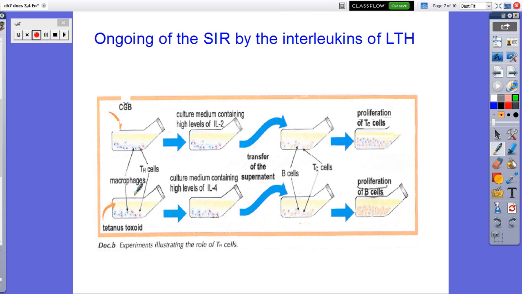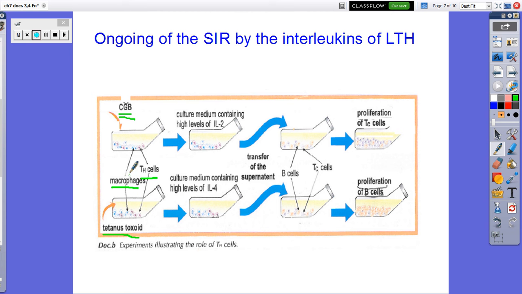In this experiment, we have two media. In the first medium, we have an antigen called BCG, Bacillus Calmette-Guérin, which is the bacteria of tuberculosis, a pulmonary disease. This bacteria is incubated, or cultured, in the presence of macrophages and TH. In the second culture, we have tetanus toxoid, another antigen different from the first. This antigen is secreted by another bacteria called Clostridium tetani, and this non-self antigen is also cultured with macrophages and TH cells.